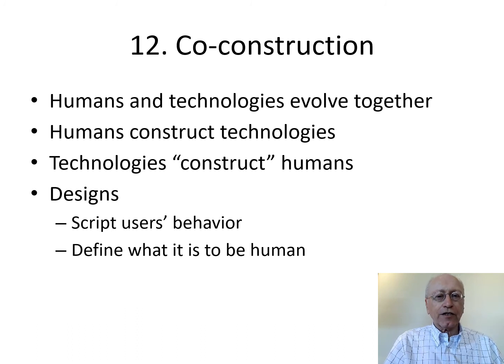The concept of co-construction was introduced by people in science and technology studies to talk about the way in which humans and technologies evolve together. The meanings that we give to technologies, the problems they're intended to solve, have an effect on the world, make the world more usable for us, but it also has an effect on us. It shapes the kind of human beings we are. So humans construct technologies, but technologies construct humans. Designs have the effect of scripting our behavior. They determine what kind of things we do in the course of the day, and they help to define what it is to be human.